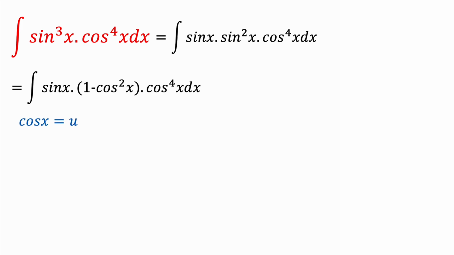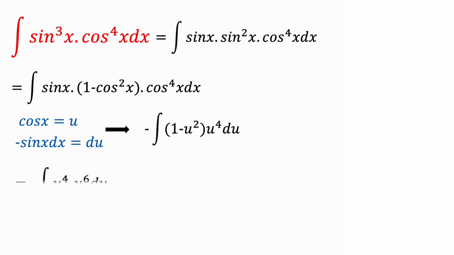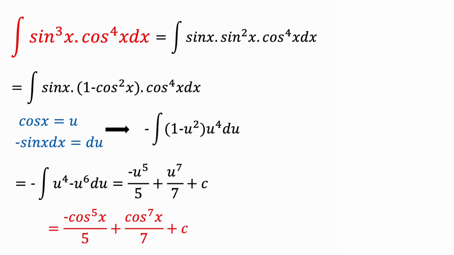So cosine becomes u, and negative sine x dx becomes du. Now let's substitute and see what remains. So now we have the integral, actually the negative integral of 1 minus u squared times u to the power of 4 du. Yes. Now distribute the parentheses into u to the power of 4. All right, let's simplify and organize everything properly. What we have now is the negative integral of u to the 4th minus u to the 6th. Take the integral, add 1 to the power, and then divide by the new power. Don't forget to apply the negative sign. Well done.